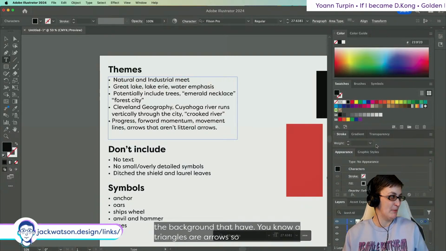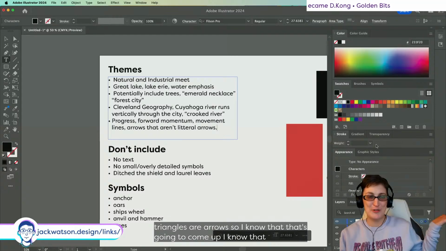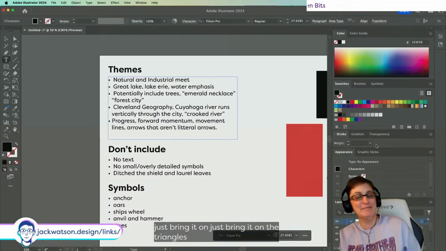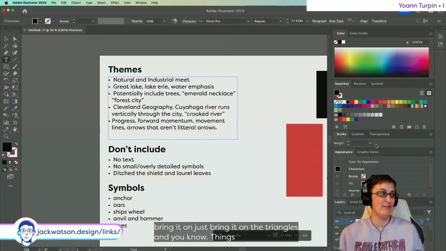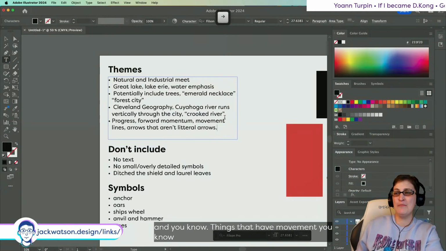So I know that's going to come up. I know that, just bring it on. Just bring on the triangles. You know, things that have movement. You know, it's going to be hard.